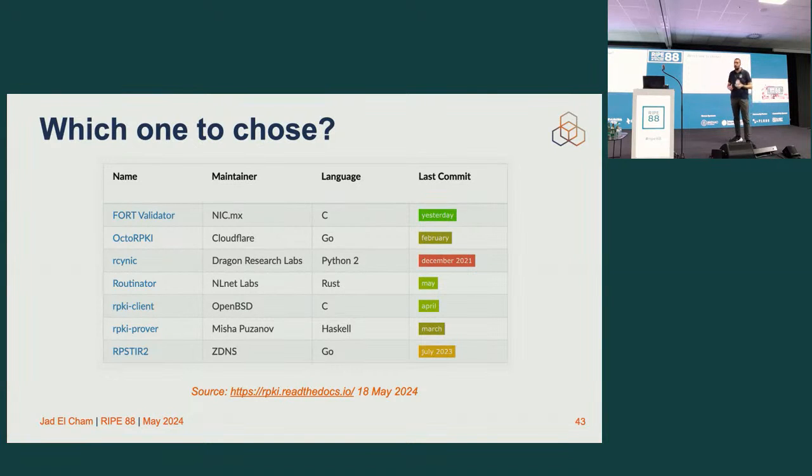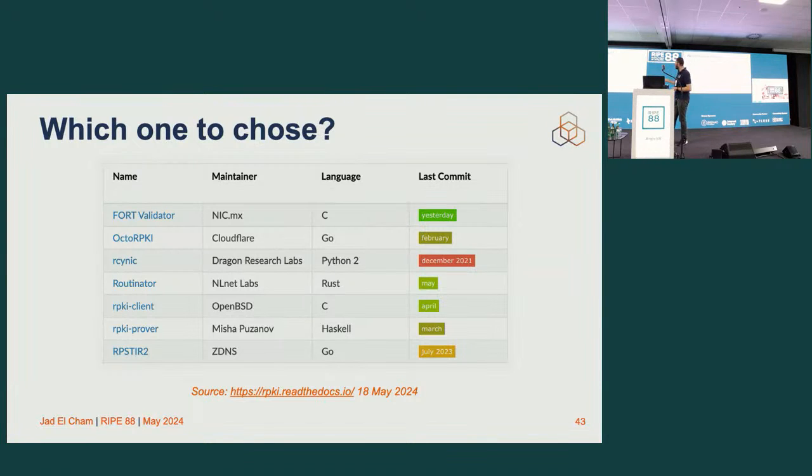Now, which one to choose? This is a compilation that I've taken 2 days ago from RPKI Read the Docs. It shows you the different available validators so far, who is maintaining them, the language in which they were developed, and when was the last commit done on them. So for example, if you look at the Octo RPKI, you see that the last commit on their GitHub repository was in February. And basically that was to tell everybody that, hey, this will be discontinued from now on, and you should be using, for example, RPKI client.